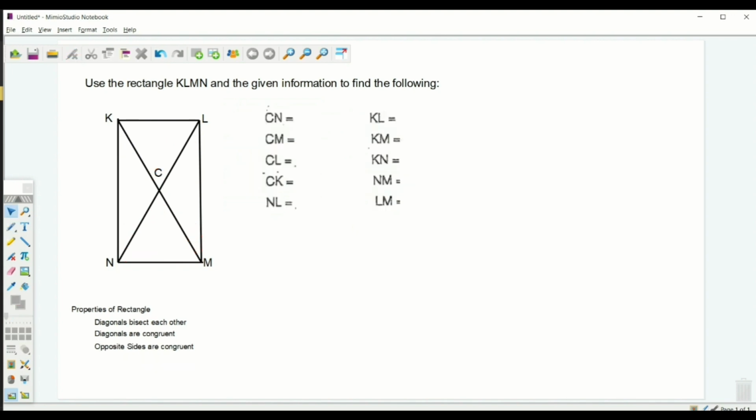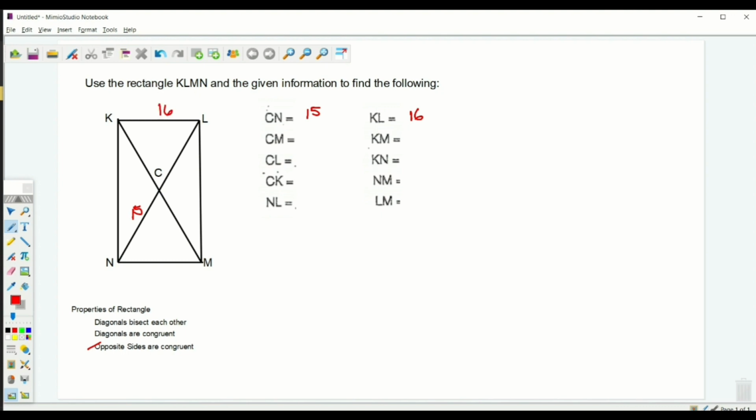Okay, in this problem naman, I'm going to discuss additional properties of rectangle. This time, ang i-discuss natin is diagonals bisect each other, diagonals are congruent, and opposite sides are congruent. So let's say, ang given natin sa CN is 15. Okay, so CN is 15 and KL is 16. So label natin siya. CN here, which is this one is 15. Okay, then KL is 16.